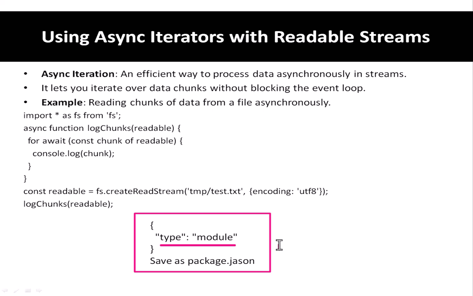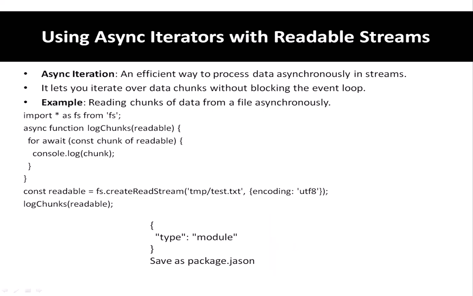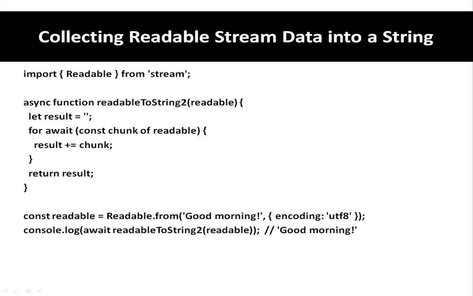Next, collecting readable stream data into a string, where you can get the readable data from the stream, and here we are using an async function in order to get the readable stream. Now here we are going to let result, let is a variable, whatever the result is, that should be enclosed in single quotes. And next we are using await, we declare a chunk of the readable data, where result will be appended with result plus chunk, and it is going to return the result. And here we are going to display it in readable format.